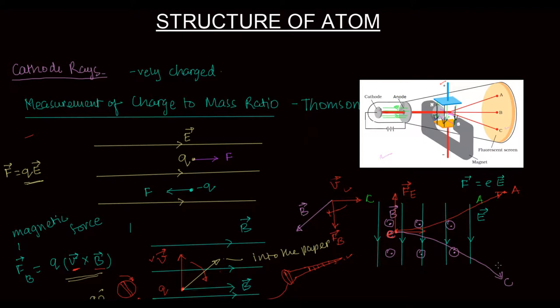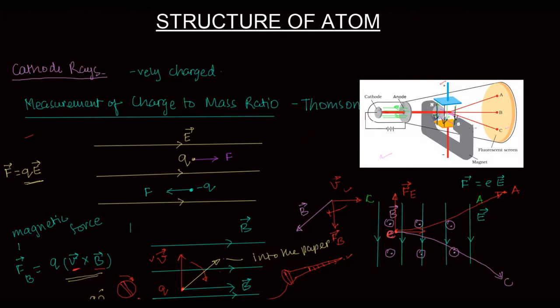Now what happens? How was this experiment conducted? Let us try to understand that. He first of all switched on only the electric field and saw that the electrons went and struck here, right, at point A. Then he switched on only the magnetic field and saw the electrons hitting here, correct?